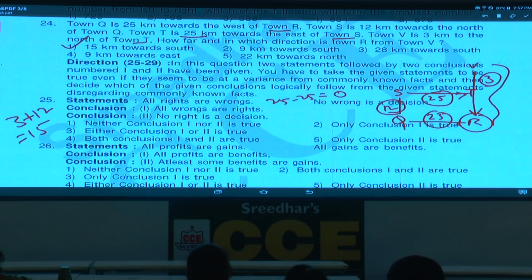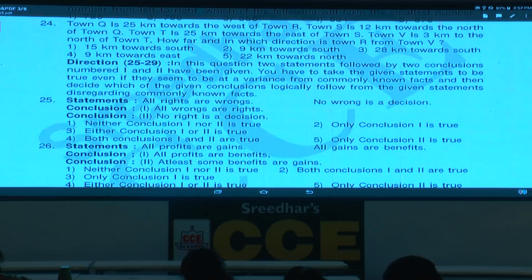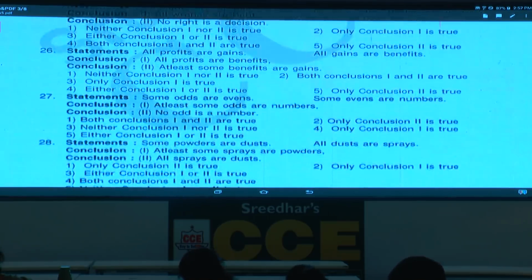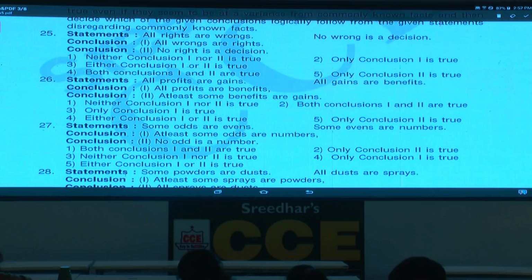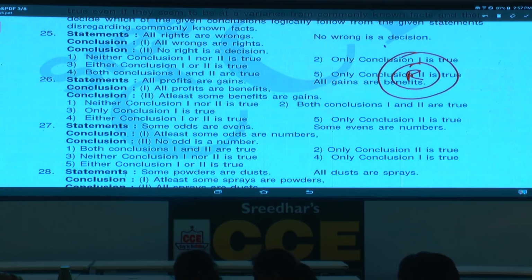Now this is about question number 24, then 25 onwards. Now in this question numbers 25 onwards, what are the numbers here? Now all this comes under syllogisms. All rights are wrongs, all these rights are wrongs. How to represent this one? These are the rights which are wrongs, isn't it? All rights are wrongs, and no wrong is a decision. Now this wrong and decision should not be intersected, which implies that right and decision also cannot be intersected, isn't it? Because that is the outer line.